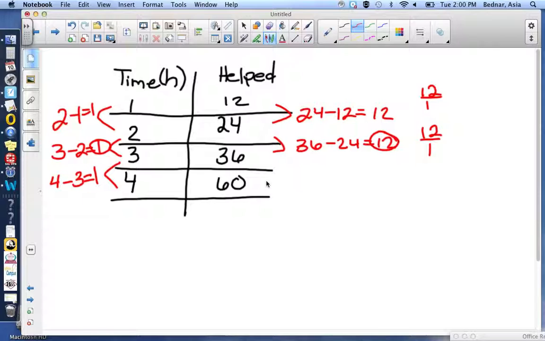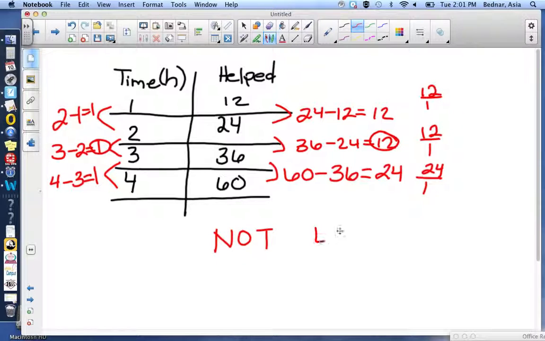4 minus 3 is 1. 60 minus 36. Does this equal 12? I don't think so. I think this would equal 24. So if I have 24 over 1, I can tell you that this is not linear. And the reason it is not linear is that the rates of change are different. So make sure you take the time and show each one of your steps. Good luck!